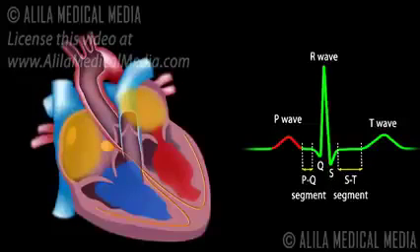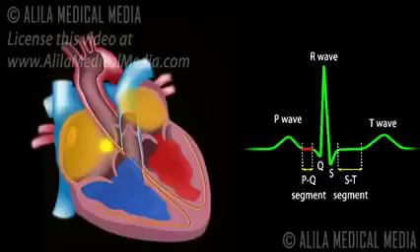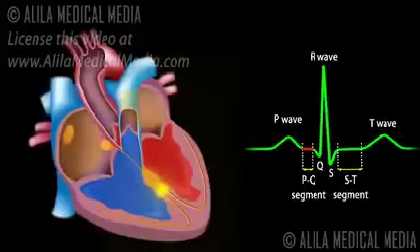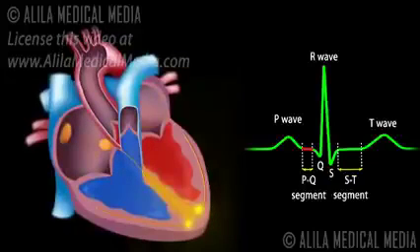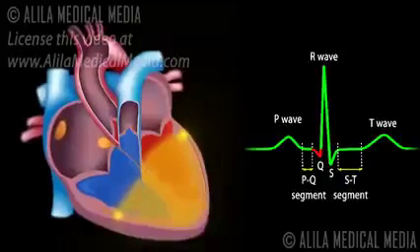The PQ segment represents the time the signals travel from the SA node to the AV node. The QRS complex marks the firing of the AV node and represents ventricular depolarization. Q wave corresponds to depolarization of the interventricular septum. R wave is produced by depolarization of the main mass of the ventricles.